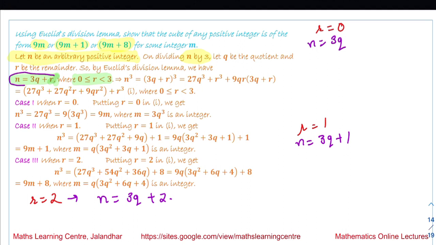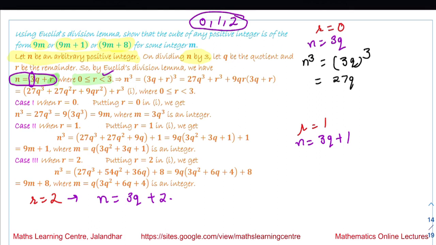We are talking about this term over here, n. We are saying for any positive integer n, we can write it equal to 3q plus r. R can have three values, 0, 1 and 2, because we are taking the divisibility with 3. So we have to cube these equations now. So we are saying n cube is equal to (3q) cube, that is equal to 27q cube, that is equal to 9 into 3q cube.